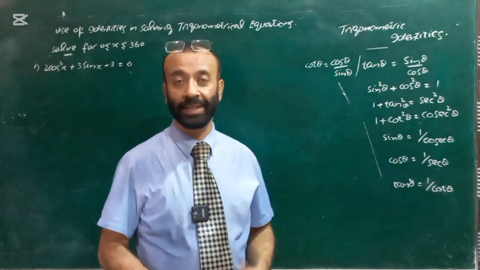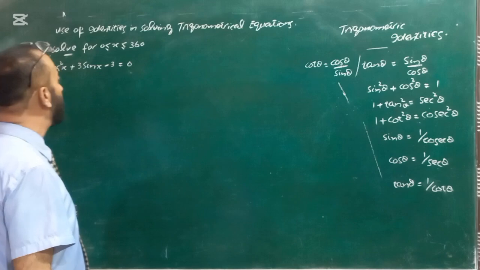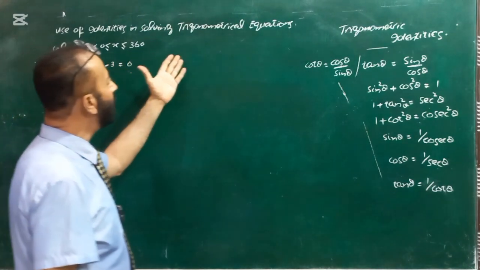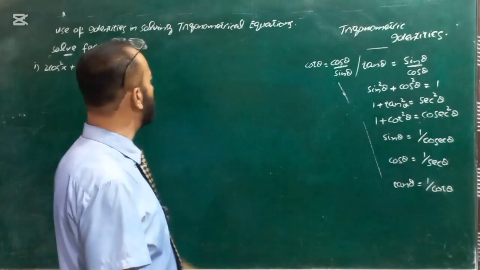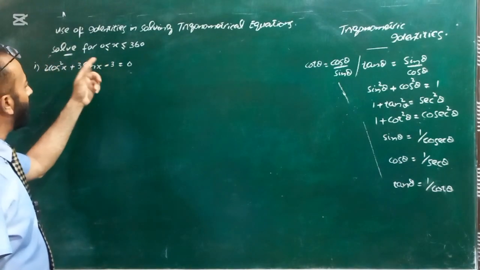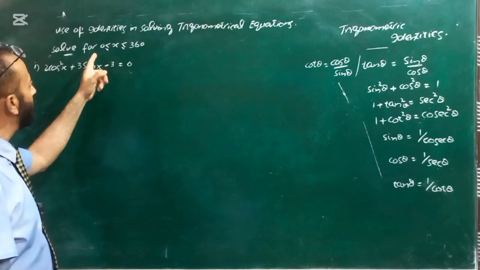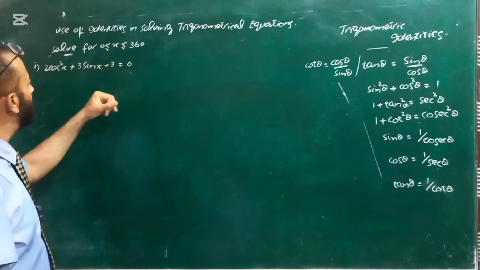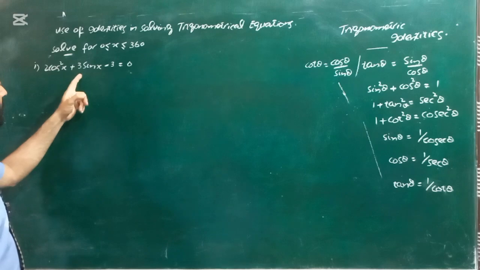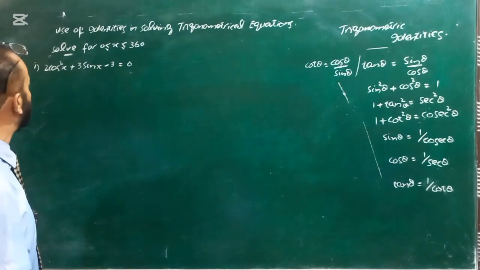Good morning, students. Our next topic in trigonometry is use of identities in solving trigonometrical equations. And here is a question. The statement is: solve for x, where x is greater than or equal to 0 and lesser than or equal to 360. The equation is 2 cos square x plus 3 sin x minus 3 equal to 0.